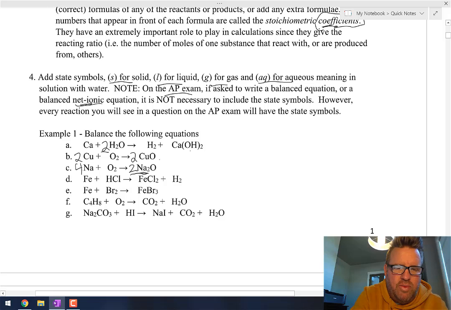1 hydrogen on the reactant side, 2 on the product side. So I need a 2 right there. And then there are 2 chlorines on the reactant side, 2 chlorines on the product side. That's it. Okay, letter E.